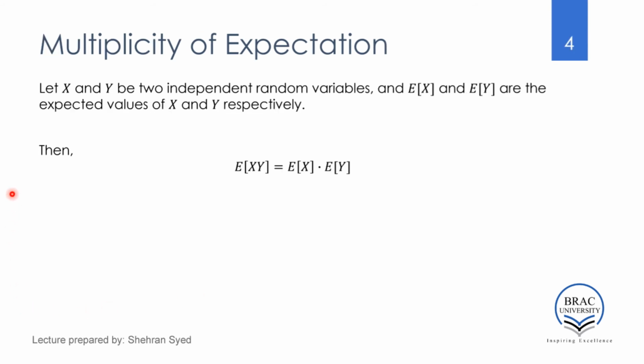And finally, the last property of expectation that we will be looking into is the multiplicativity of expectation. If x and y are two independent random variables and E of x and E of y are their expected values respectively, then the expected value of the product of x and y, which is the expected value of xy, will be equal to the expected value of x times the expected value of y. Note that this is only true for the case where x and y are independent random variables.